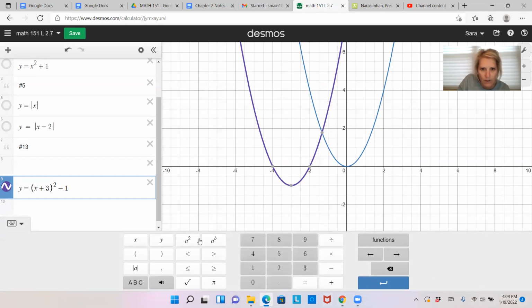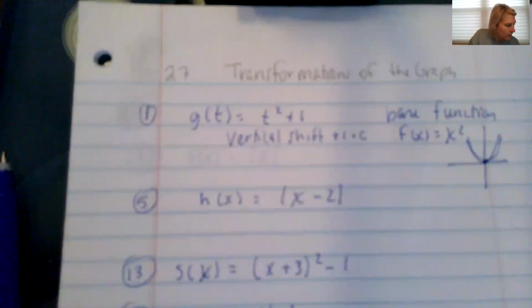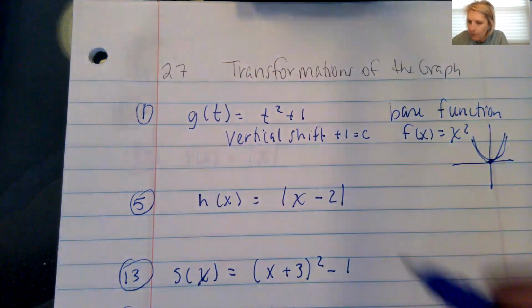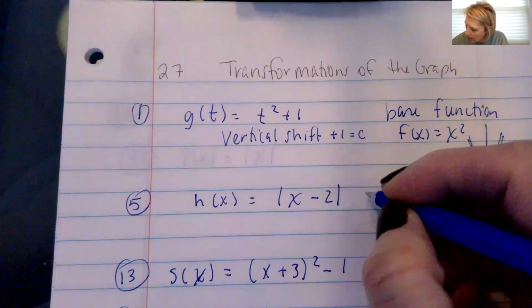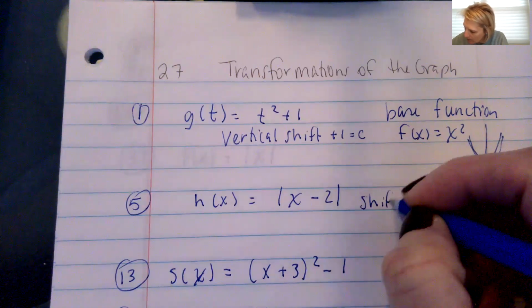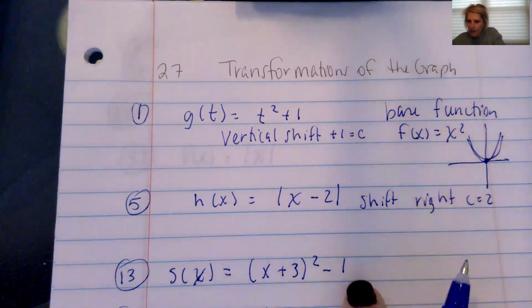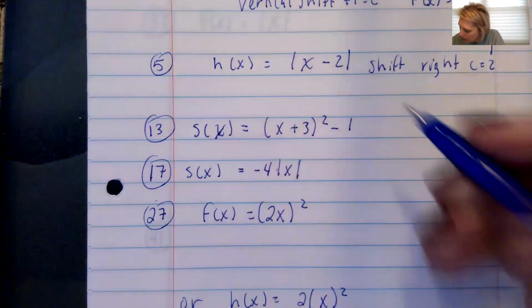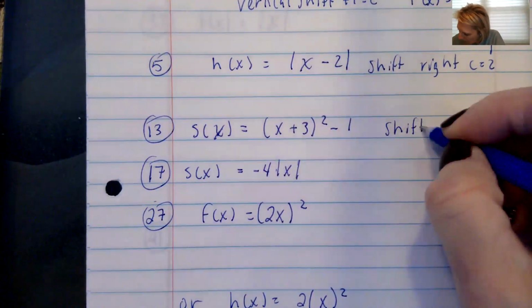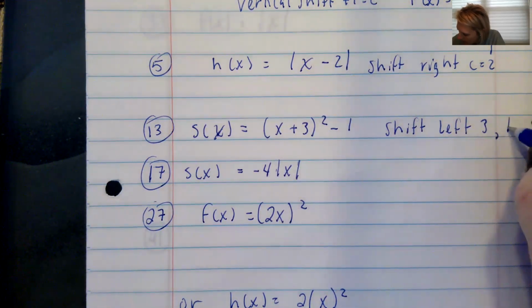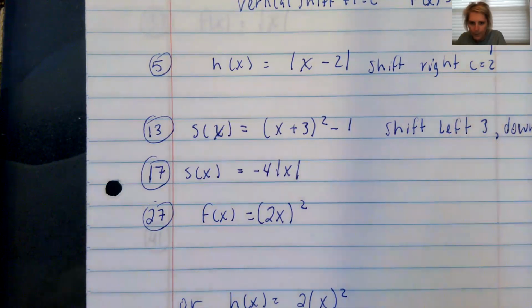So on that one, on number 13, I believe I was asking you to explain the shifting. Yeah, I wanted you to explain. So this one we shifted right. And then number 13 was shift left 3, then down 1.